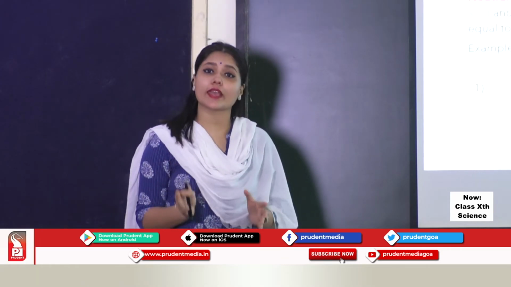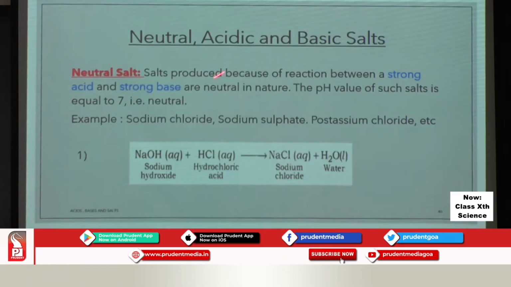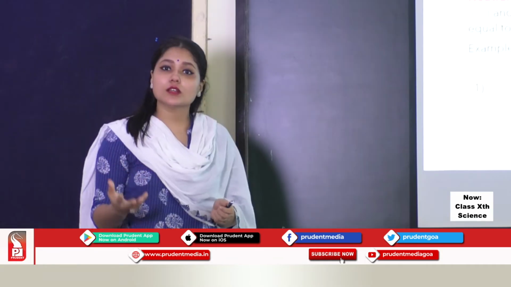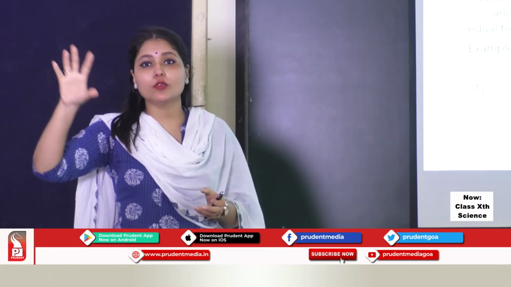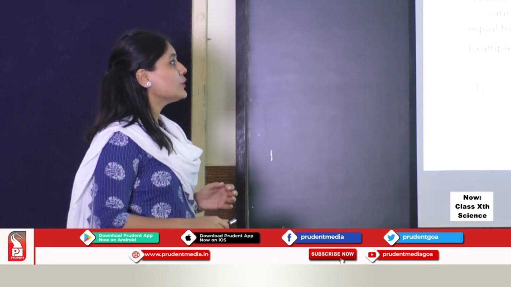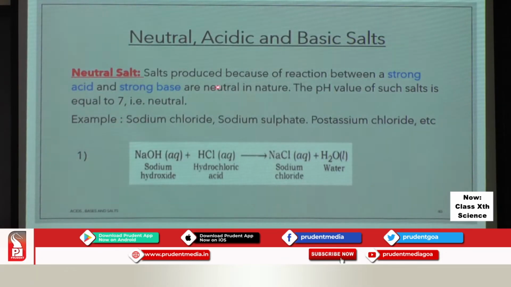Now let us first look at what exactly neutral salts are. Neutral salts are produced by the reaction between a strong acid and a strong base. The main criterion for formation of a neutral salt is that you require a strong acid like hydrochloric acid or sulfuric acid, and a strong base. When the salt is formed from this reaction, the nature of the salt is neutral. When do we say salts are neutral? When the pH value is equal to 7.